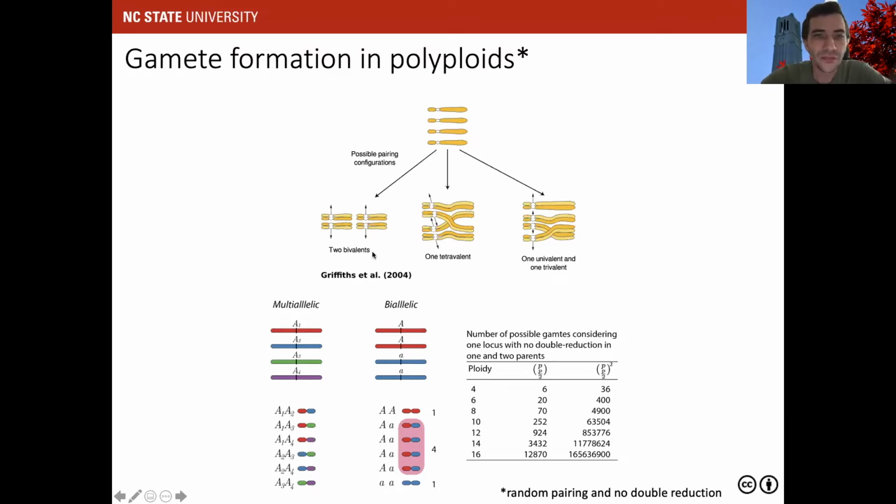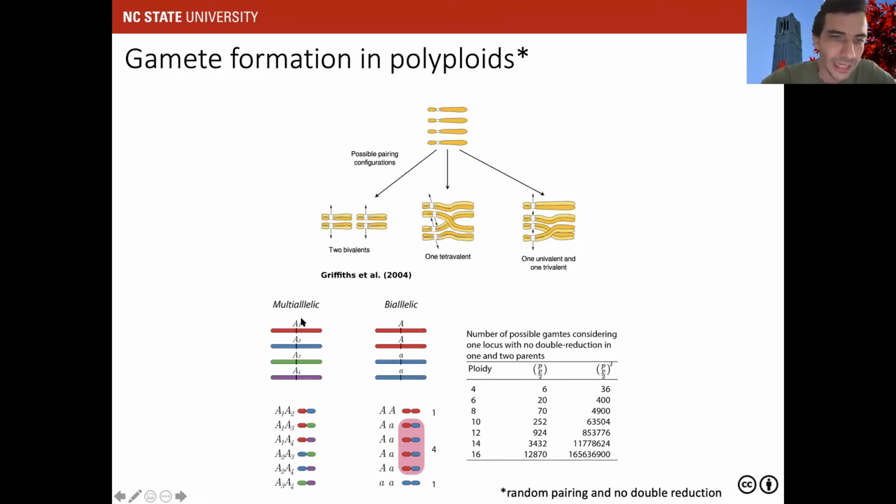We have 2 bivalents, where 2 chromosomes pair 2 by 2. Here we have a tetravalent, where they pair all together, forming crosses. And here you have 1 univalent and a trivalent pairing. But for this presentation, let's stick with this first case here. And let's try to imagine the gametes that we have in this first case, okay?